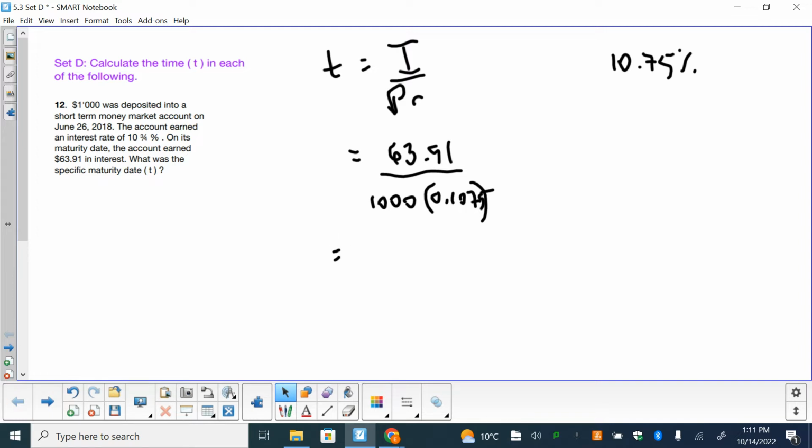So I'm going to multiply the bottom two numbers together. So 1,000 times 0.1075. That gives me 63.91 over 107.5. I'm going to divide these two numbers. And then remember, that gives me the time in years.